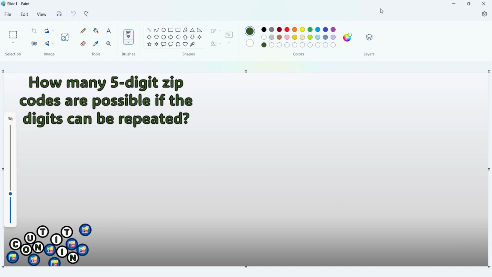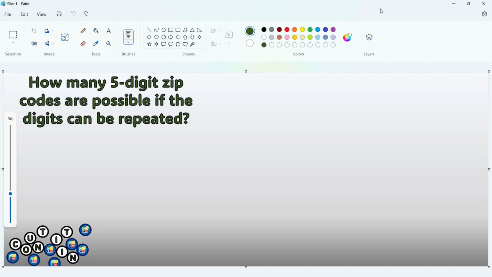How many 5-digit zip codes are possible if the digits can be repeated? This type of question can be answered by the fundamental counting principle, which allows us to multiply the possibilities for each of the situation. Here, this situation is not in the Philippine setting, because in the Philippine setting we have 4-digit zip codes. We're just coming up with this kind of situation, so this could be applicable for all types of situations.